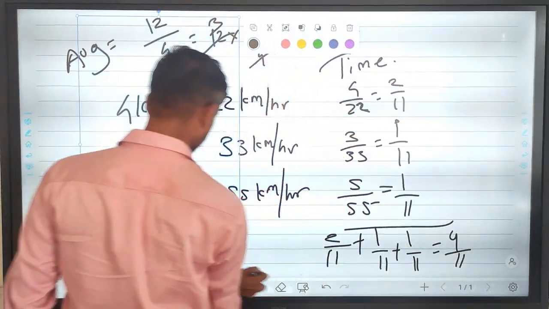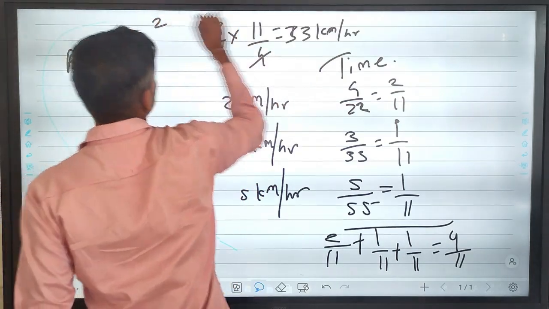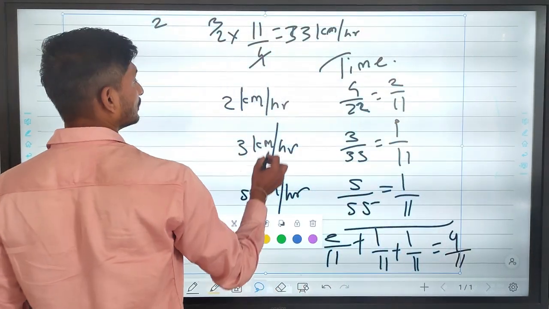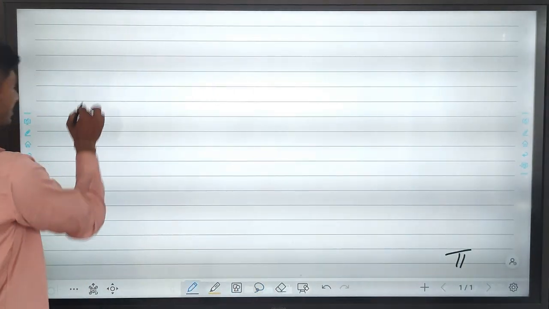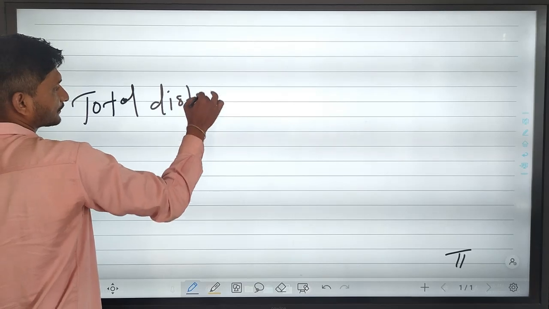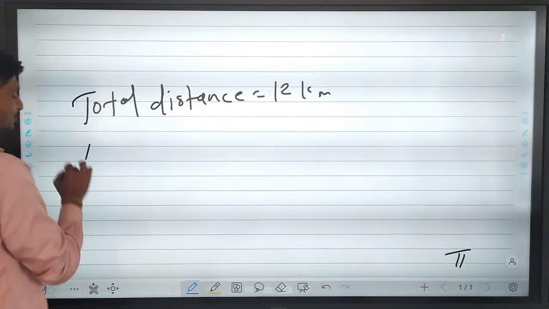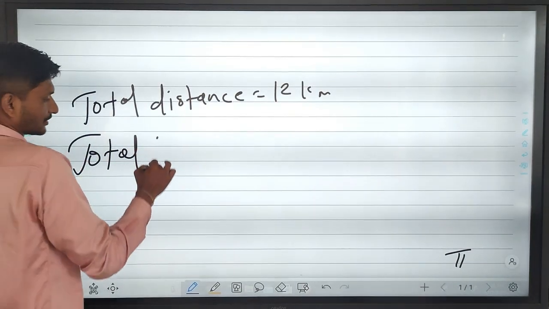Here we find the average speed. Then total distance is 12 km. And then total time is 1 by 3.